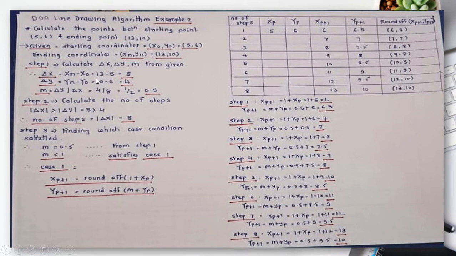So differential of x is nothing but 13 minus 5 is equal to 8, and differential of y is yn minus y0 is equal to 10 minus 6 is equal to 4. And slope of line is differential of y divided by differential of x. So 4 divided by 8 is equal to 0.5.